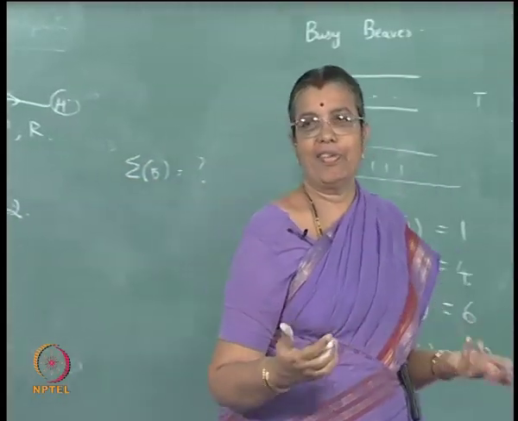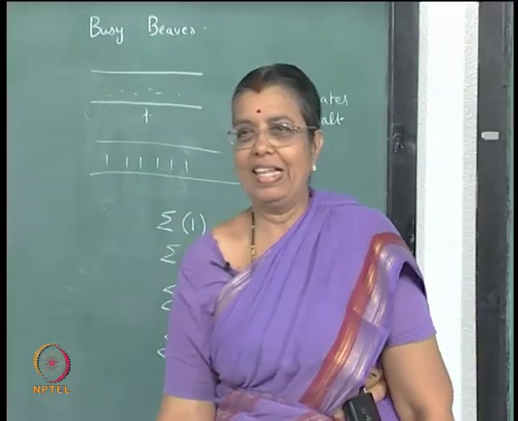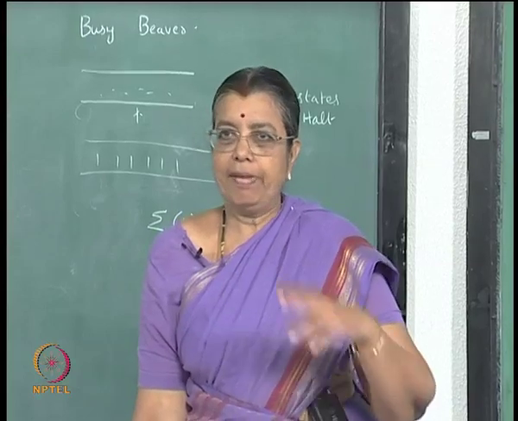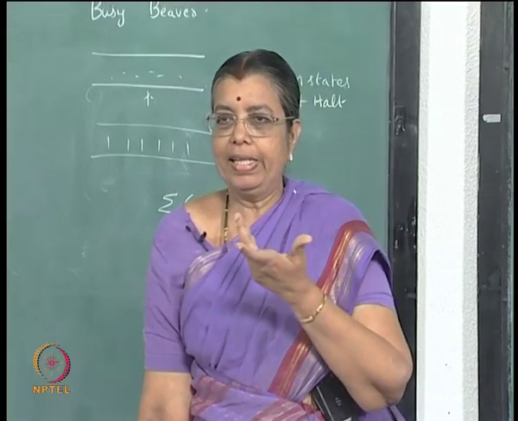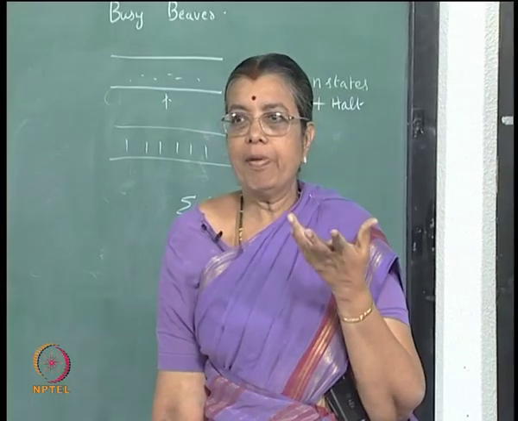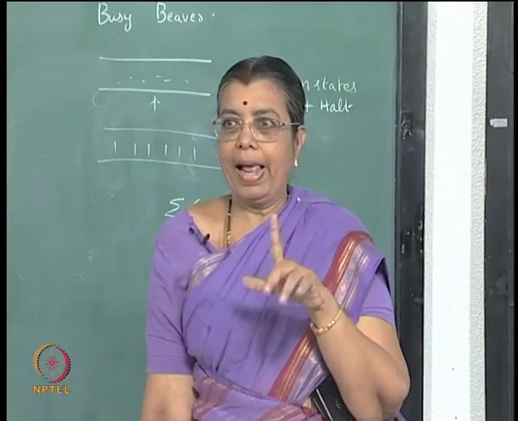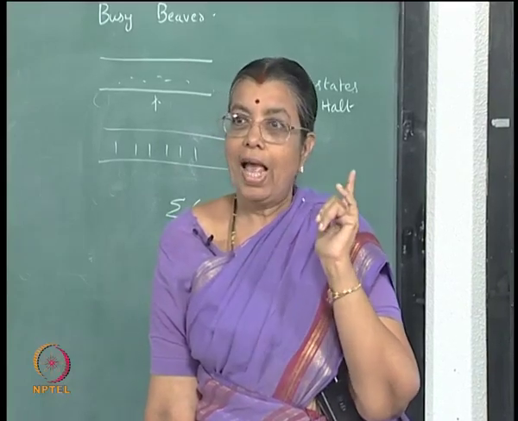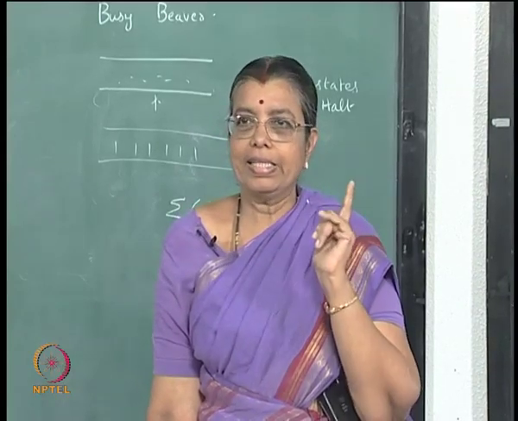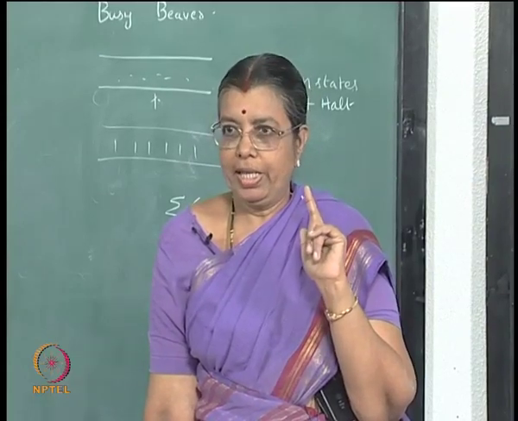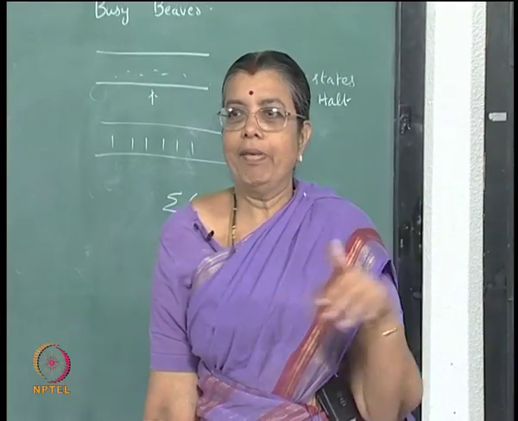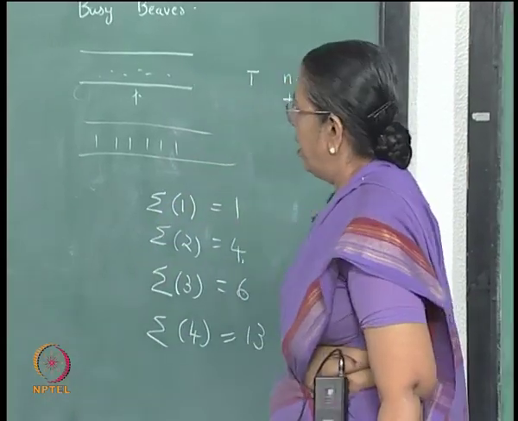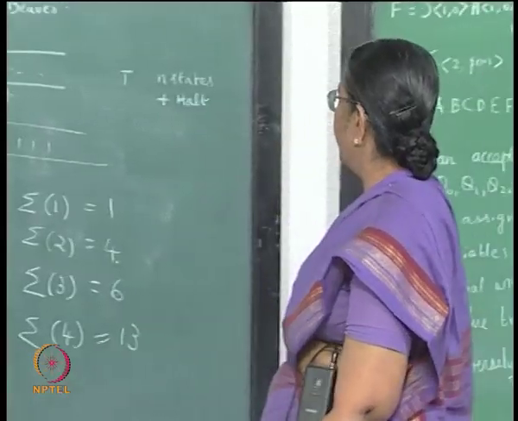So people have to try out all possibilities and see what this is. In fact, in some books the variation is slightly different. The problem is specified as the tape alphabet is taken as 0, 1 and blank. You start with n ones on the tape, and the machine has n halting states plus one more state. Then ultimately when it halts, what is the maximum number of ones that is printed? Slightly different version of this, but it computes the same function.